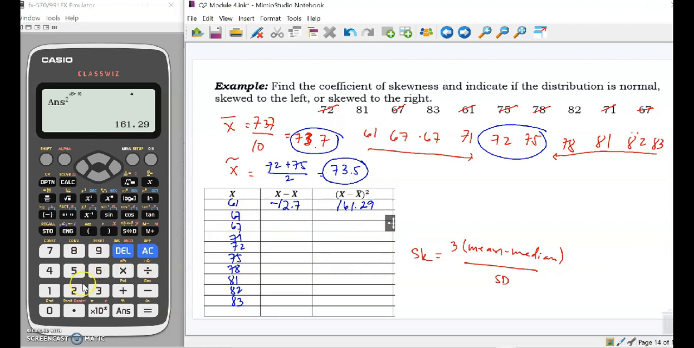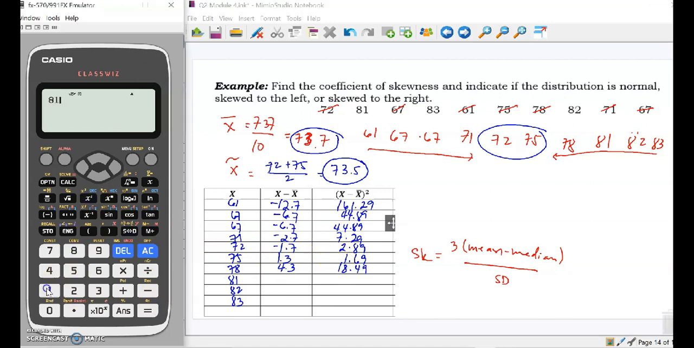Okay, this will take a longer time. 67 minus 73.7. The answer is negative 6.7 squared, which will give me 44.89. Since these are the same, I'll just copy negative 6.7 and 44.89. Okay, now 71. 71 minus 73.7, that would be negative 2.7 squared is 7.29. Okay, next 72 minus 73.7, negative 1.7. Squaring that would give me 2.89. Okay. 75 minus 73.7, 1.3 squared, 1.69. Okay. 78 minus 73.7, that would be 4.3 squared, that is 18.49.